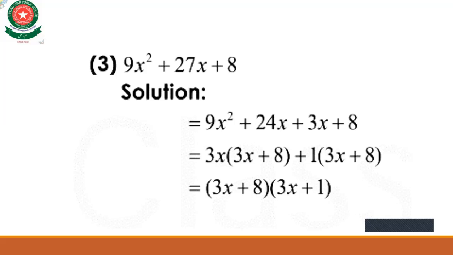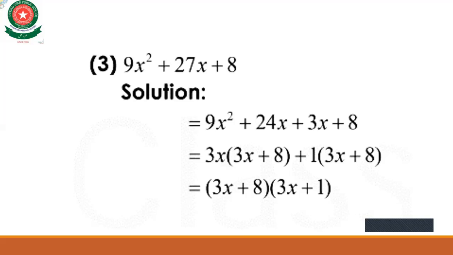We have to find such kind of factors: by multiplying we may get 72, and by adding we will get the middle term 27. We have factors 24 and 3. So you can write 27x as 24x plus 3x.